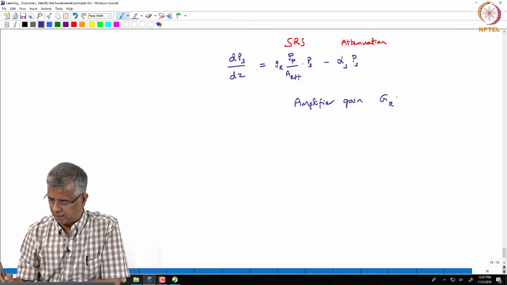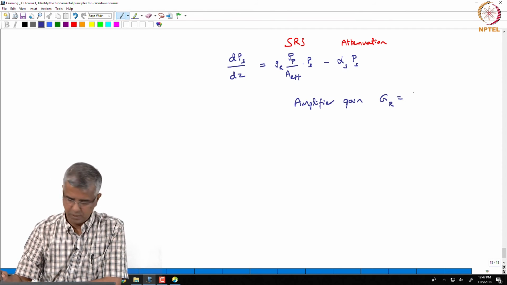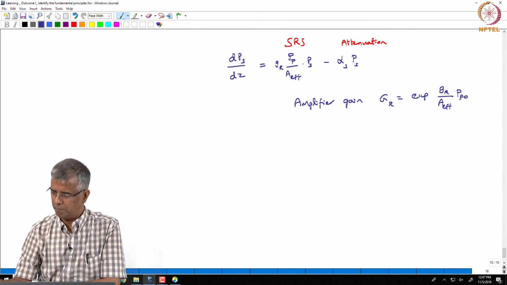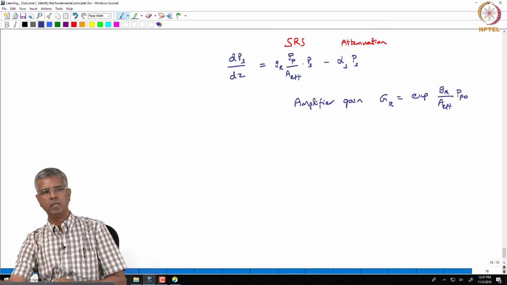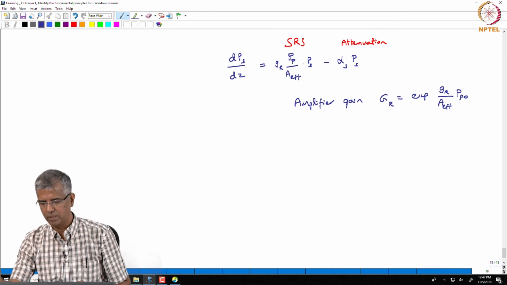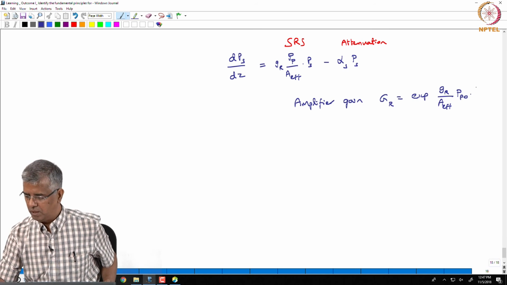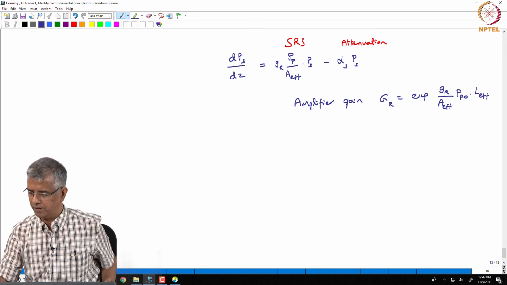So your amplifier gain due to this Raman process can be given by exponential of g_R over A_effective multiplied by P_P0. P_P0 is the power that's launched into the fiber at the beginning of the fiber, multiplied by L_effective.